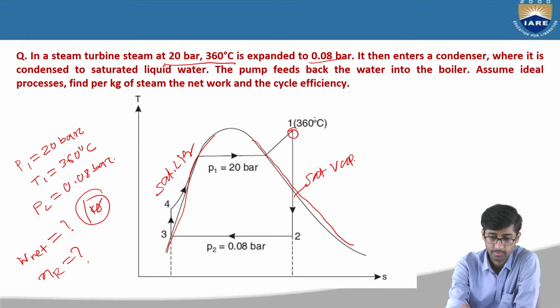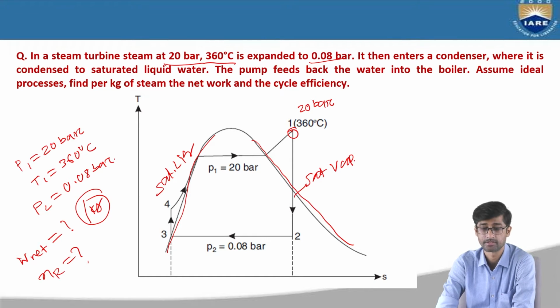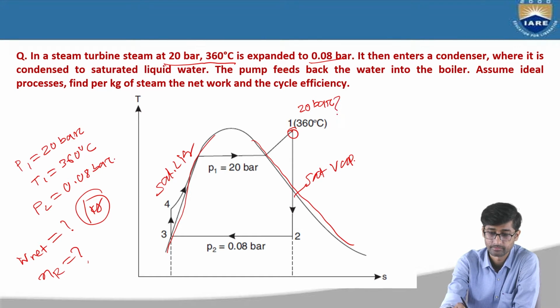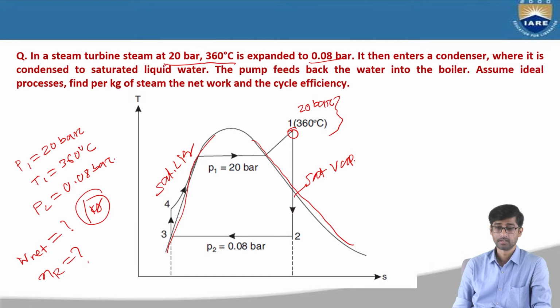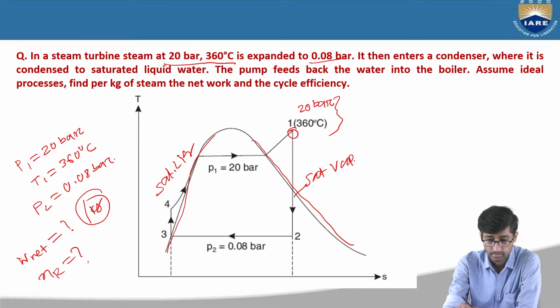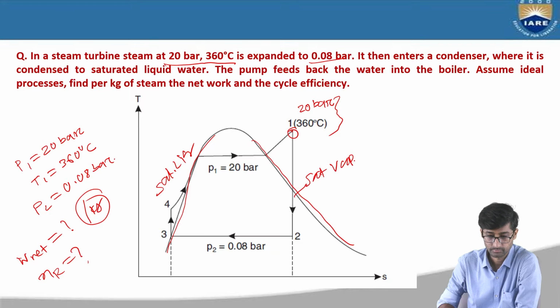At this point the pressure is 20 bar and temperature 360 degrees Celsius. So this is the condition of steam, superheated steam. Now after it is expanded isentropically in a turbine, it goes to the condenser pressure. This is point 2. So after expansion, it becomes wet steam. Point 2 should be here, right?